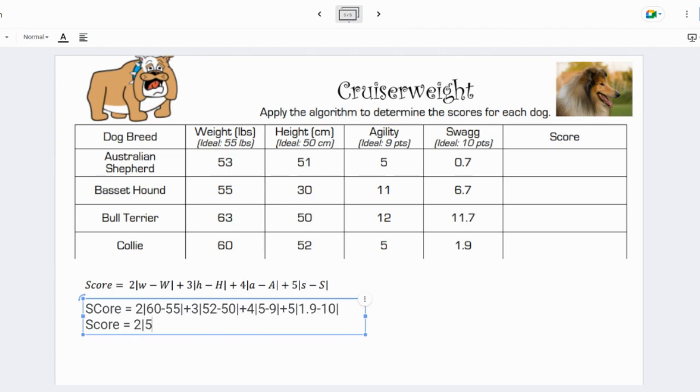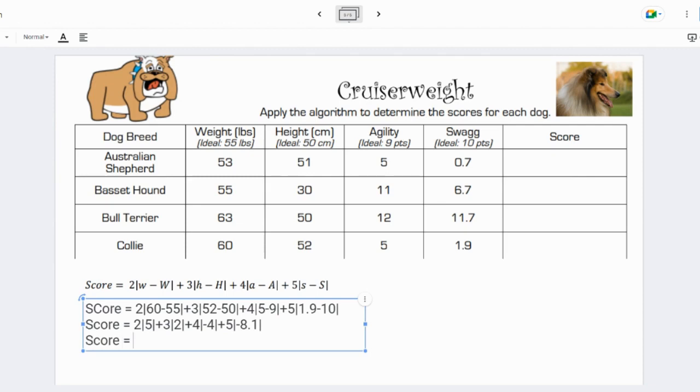60 minus 55 is 5, plus 52 minus 50 is 2, so 3 times the absolute value of 2, plus 4 times 5 minus 9. When you plug that into the calculator, 5 minus 9 is negative 4. So 4 times the absolute value of negative 4, plus 5 times 1.9 minus 10, plug that into the calculator, you should get negative 8.1. Let's go ahead and find the absolute value for each of these.